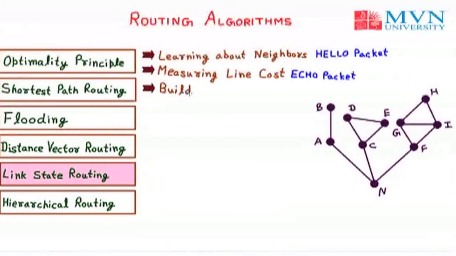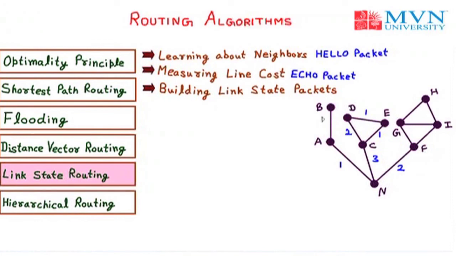The next one is building linked state packets. Let us suppose we have a diagram in which N is the starting node, and we are going to provide some particular distance to all of the nodes. Example, from A to N is 1, N to F is 2, N to C is 3, C to E 1, D to E 1, C to D 2, B to A 3, H to I 2, I to G 7, H to E 1, G to F 3, I to F is again 1.